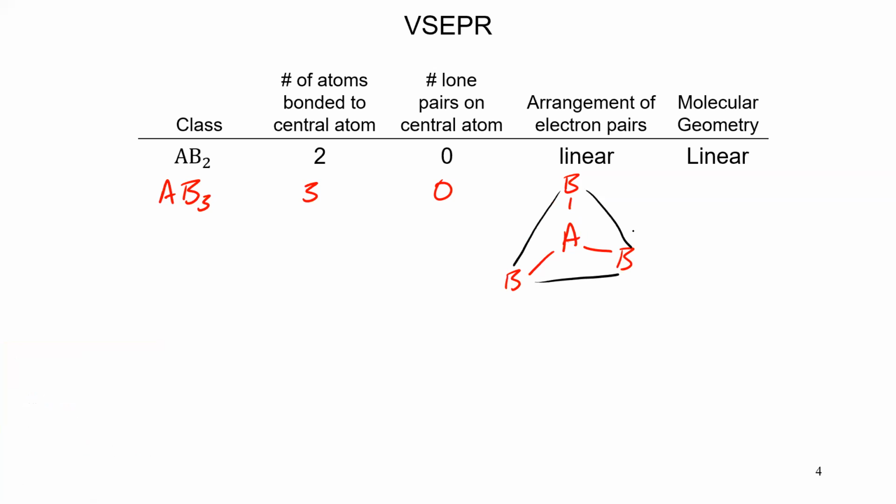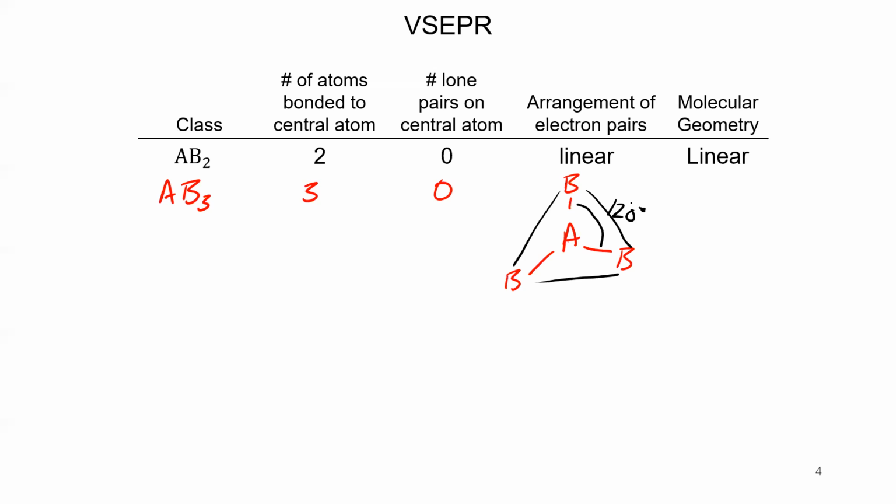Right? And if we have this triangle and all of our atoms are the same, all our B's are the same, what's this bond angle going to be? 120. 120 degrees, yeah. So if the whole thing is 360 and we're splitting it into thirds, we end up with 120 degrees between those atoms.